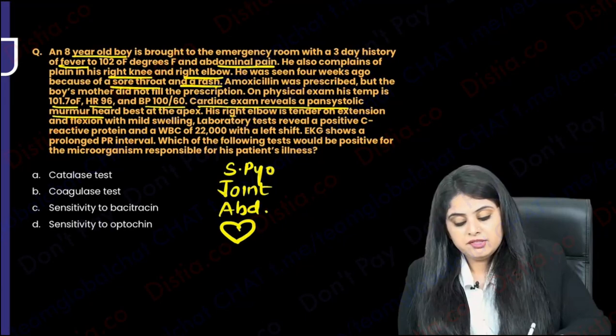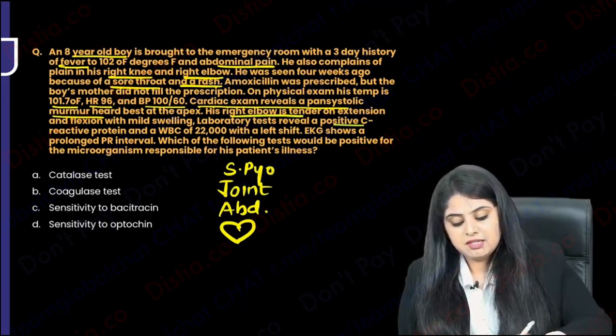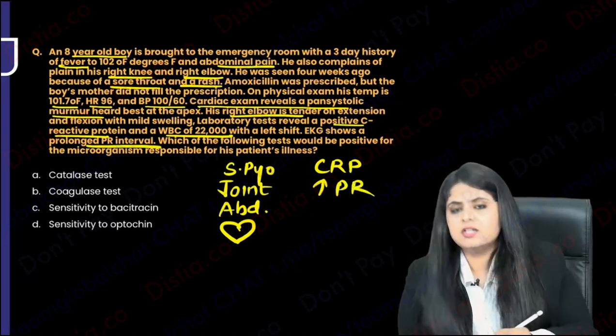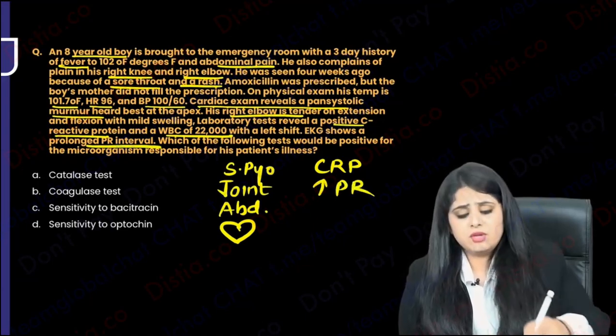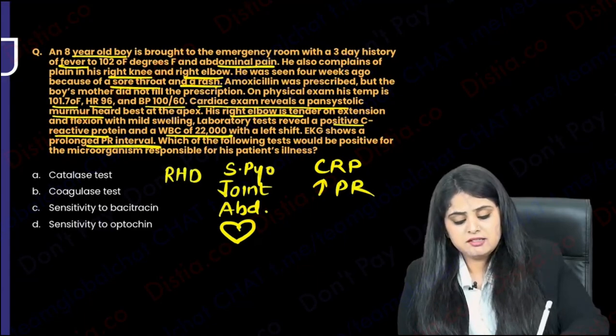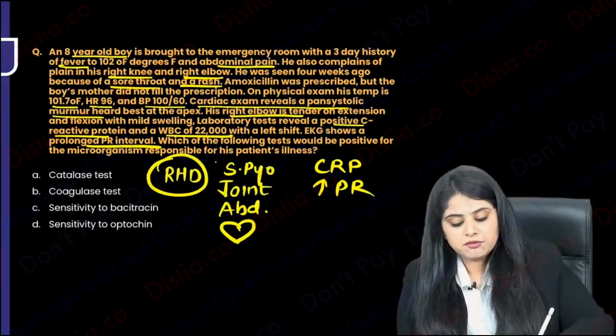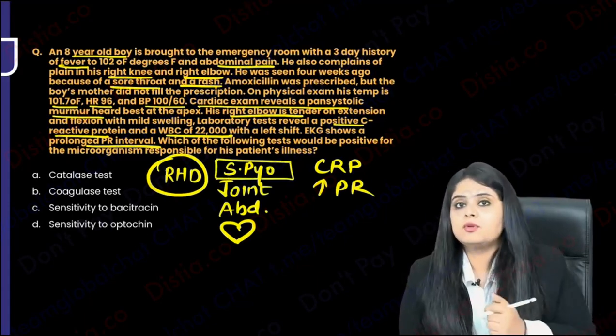Okay, then right elbow is tender because there was joint involvement. Lab test shows C-reactive protein, WBC elevated. Come on guys, C-reactive protein is also elevated, and ECG shows a prolonged PR interval. What is all this? Jones criteria is getting fulfilled. This is a case of rheumatic heart disease. I hope you guys have studied this with me in pathology also. Medicine of course you have studied. So what am I talking about? Of course, rheumatic heart disease means it is Streptococcus pyogenes.